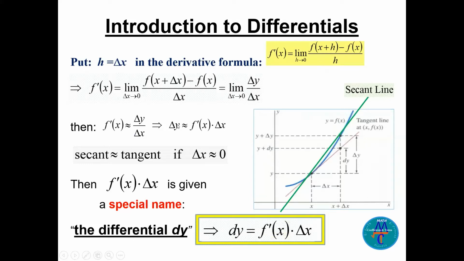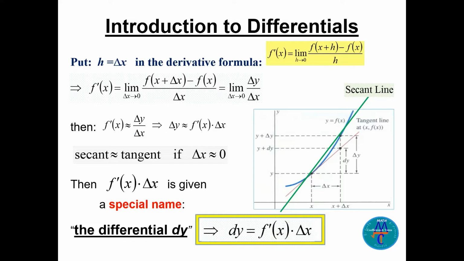Now this is introduction to differentials. We know the derivative formula is f prime of x is the limit of this difference quotient, f of x plus h minus f of x divided by h as h goes to 0. Let's put this h as delta x. It's a small increment delta x. So we will have f prime is equal to the limit of this one, f of x plus delta x minus f of x divided by delta x as delta x goes to 0. Now we know this one here is delta y. We have seen. So this is the limit of delta y over delta x as delta x goes to 0.